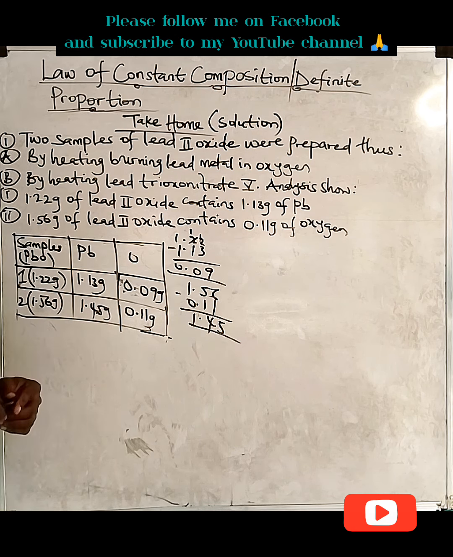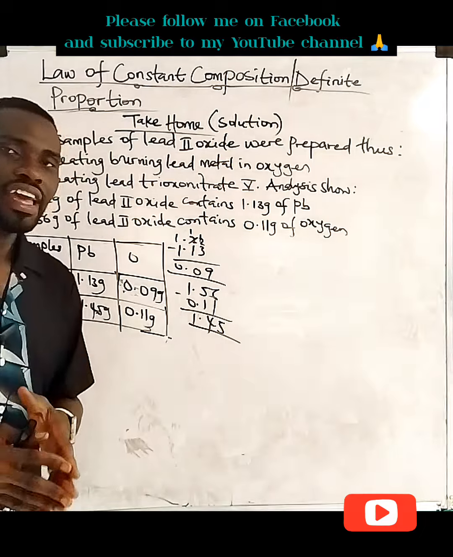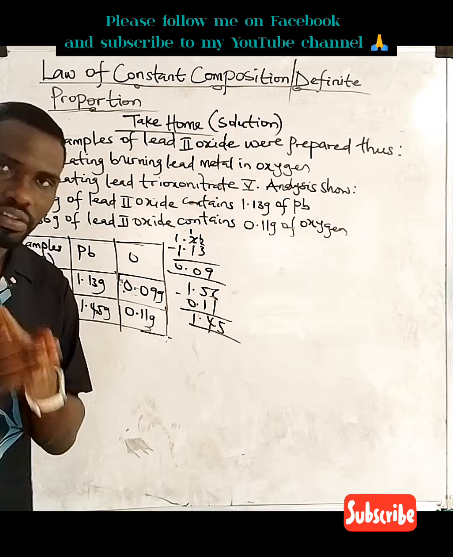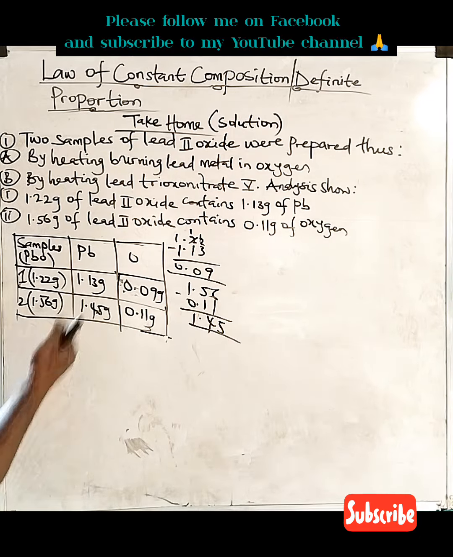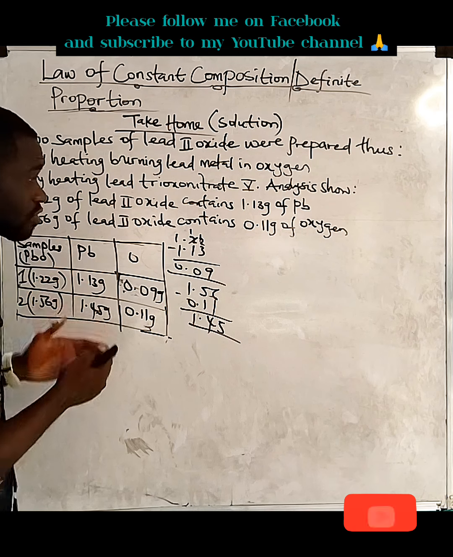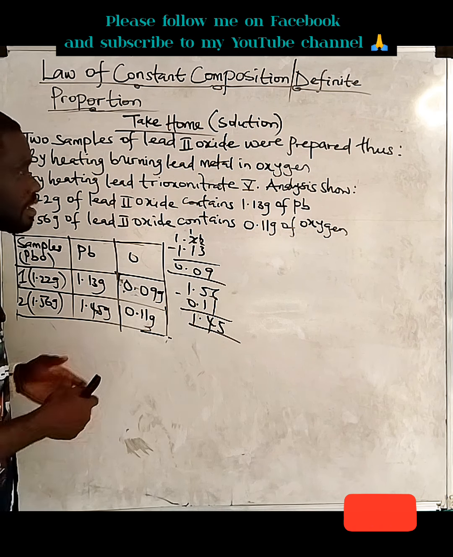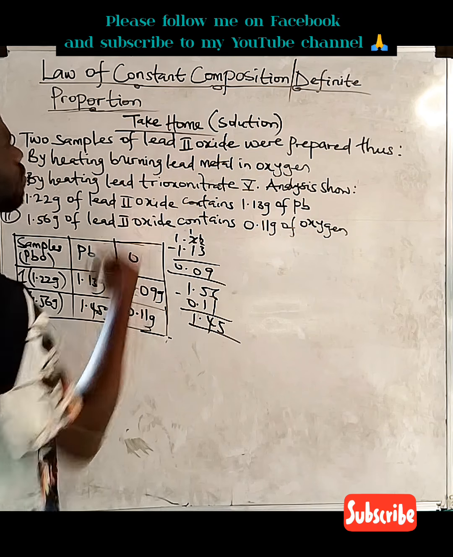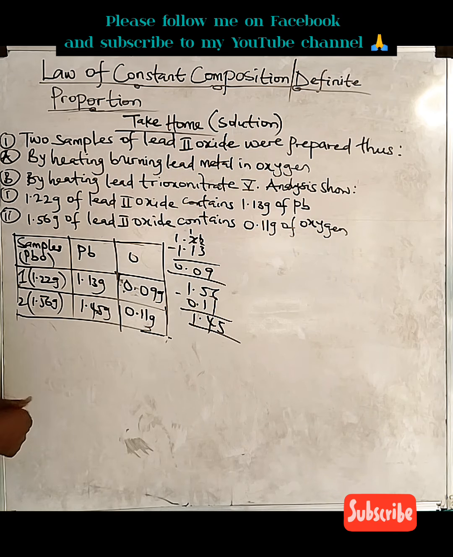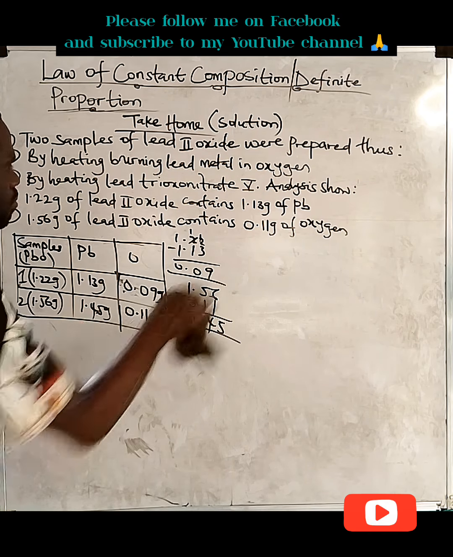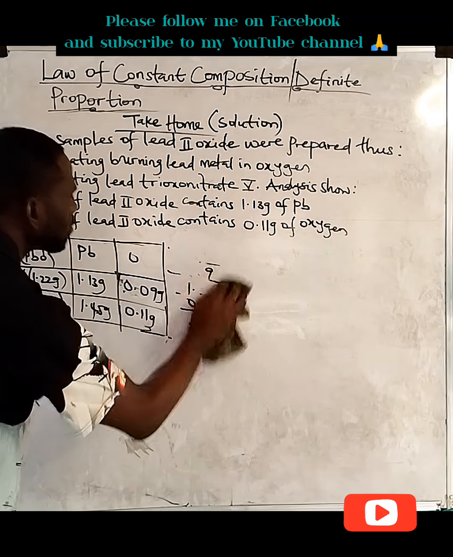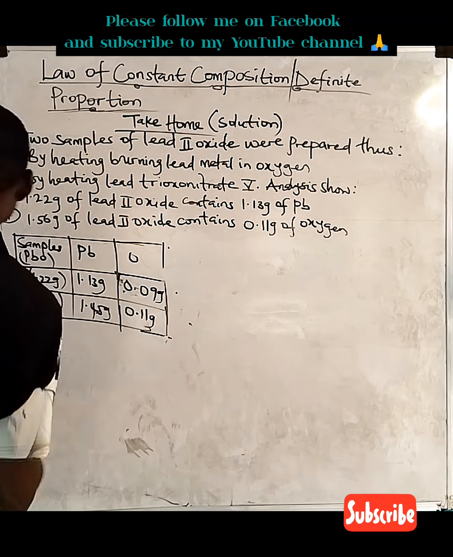So we're trying to see if the lead oxide we produced gives pure samples of lead(II) oxide. It simply means this law, the law of constant composition, is obeyed. So how do we prove this? How do we get to know? Just simple mathematics will prove that this law is obeyed from the two samples. This is what we're going to do.